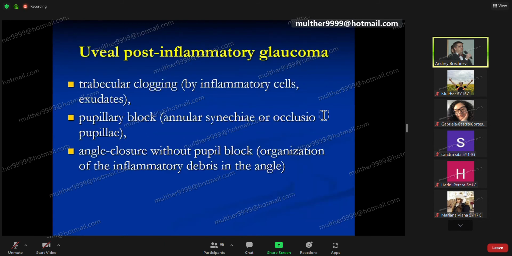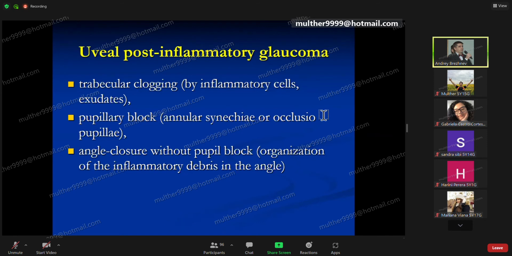is the result of trabecular obstruction by inflammatory cells or exudates, or as a result of pupillary block due to formation of synechias in the area of the pupil. Synechia means adhesion between the posterior surface of the iris and the anterior surface of the crystalline lens. So adhesion in this area causes the pupillary block and impossibility for the aqueous humor to outflow from the posterior chamber into the anterior chamber.